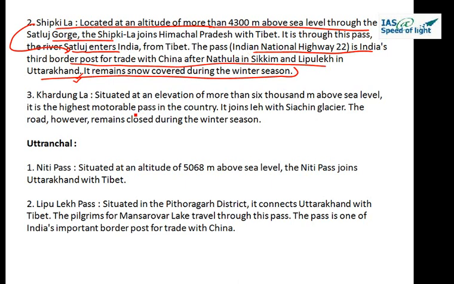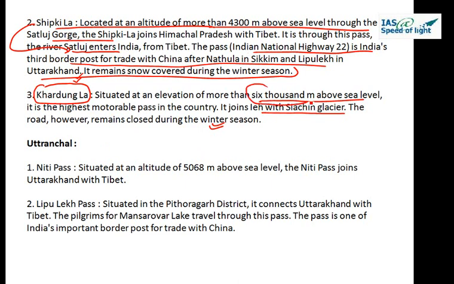The third pass, Khardungla, situated at more than 6,000 meters above sea level, is the highest motorable pass in the country. Very important, Khardungla, it is the highest motorable pass in the country. It joins Leh with the Siachen Glacier, and the road, however, remains closed during the winter season because of its height.